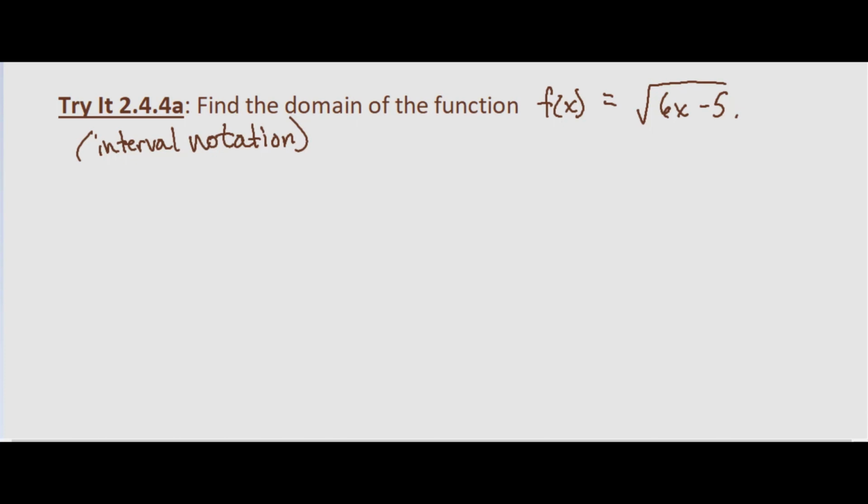So finding the domain of the function f of x equals the square root of 6x minus 5. Anytime we have an even index for a radical, we know that the domain is going to be limited, because what is under the radical must be greater than or equal to 0. Now, at least for now, in the real number world, we're not looking at the complex number system yet.